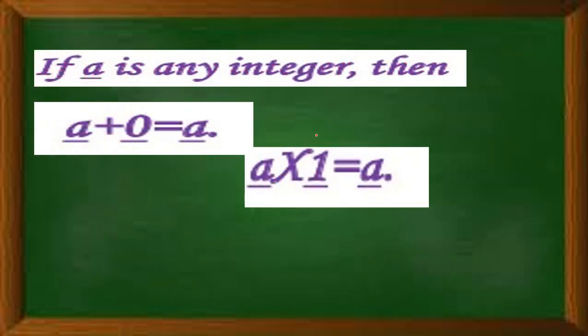Next property, that same identity says if a is any integer, then a plus 0 is a and a into 1 is a.